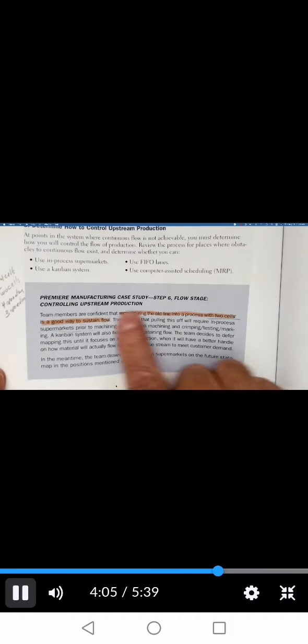Now, in the book, they describe what they did and why they did it. So you'll have to read that. And here's one of the team members, confident that reconfiguring the old line into a process with 2 cells is a good way to sustain flow.